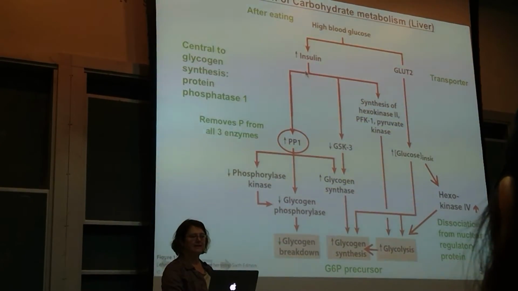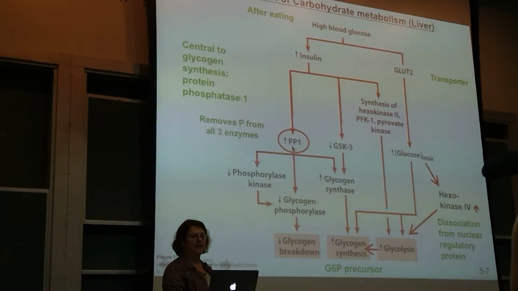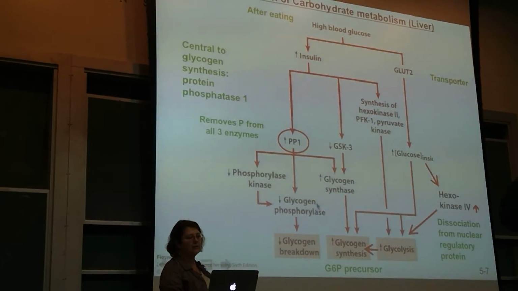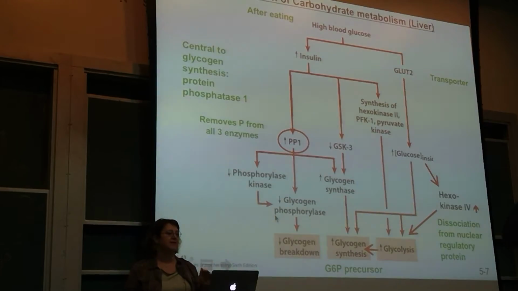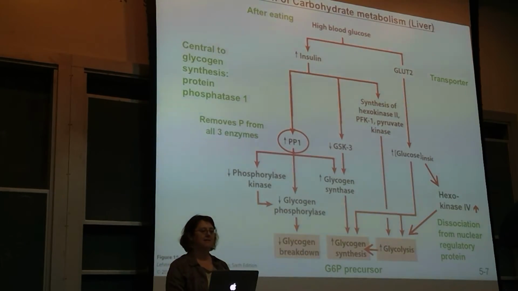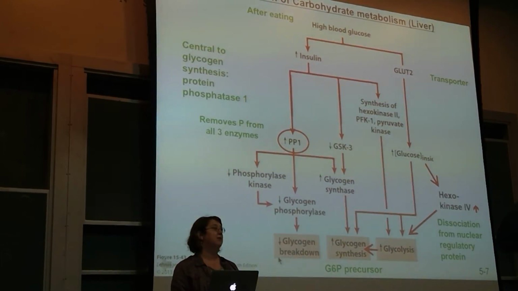So when insulin is up, when you have high blood glucose, you don't want to break down glycogen because you already have enough glucose. And so in that case, you're actually increasing GP1, decreasing this kinase activity, and decreasing the glycogen phosphorylase. So you're always having this opposite regulation between glycogen synthesis and glycogen usage. And when you have high blood glucose, you either want to synthesize it or do glycolysis, and don't need to break it down. So let's look at the opposite.